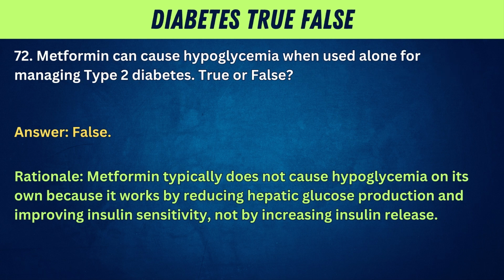72. Metformin can cause hypoglycemia when used alone for managing type 2 diabetes. True or false? Answer: false. Rationale: metformin typically does not cause hypoglycemia on its own because it works by reducing hepatic glucose production and improving insulin sensitivity, not by increasing insulin release.